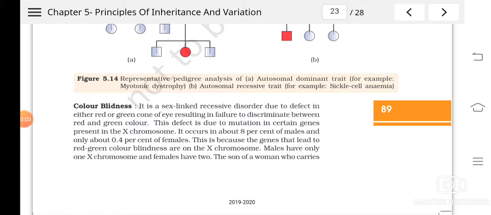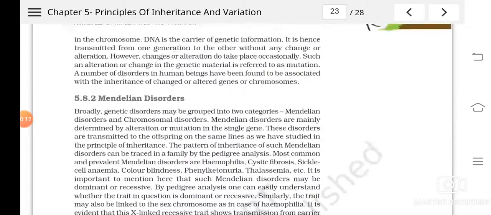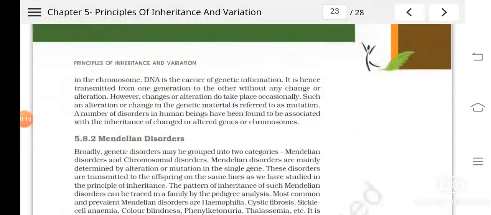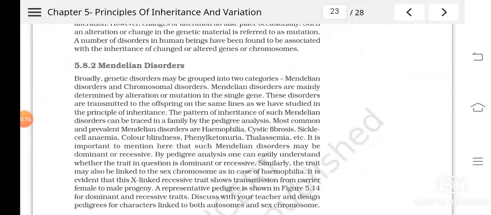So, children, we were studying chapter 5, Principles of Inheritance and Variation. In that, I have told you about the chromosomal and Mendelian disorders. These disorders are caused by certain changes that occur in the DNA, and changes that result in changes in the phenotype are known as mutations. Due to mutations, the phenotype of the organism changes.